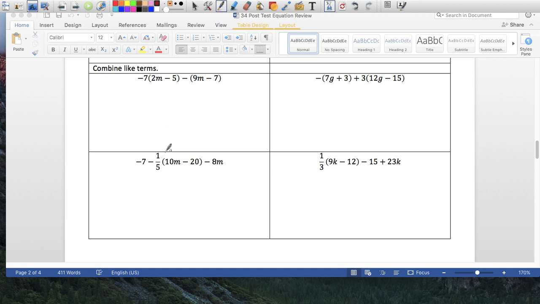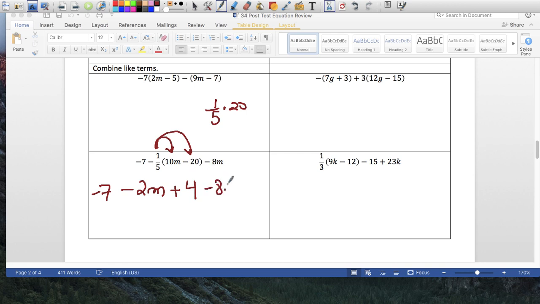48. Careful here, it's a fraction, and be careful who you're multiplying. So the negative 7, it's not next to the parentheses, so negative 7 is going to stay outside. And you're going to multiply this guy right here. Negative 1/5 times 10m. So that's a negative times a positive, so it's going to be negative. And 1/5 times 10m is going to be 2m. And then negative 1/5 times negative 20. Negative times a negative is positive, and 1/5 times 20, you can do that in your calculator, you're going to see that that equals 4.